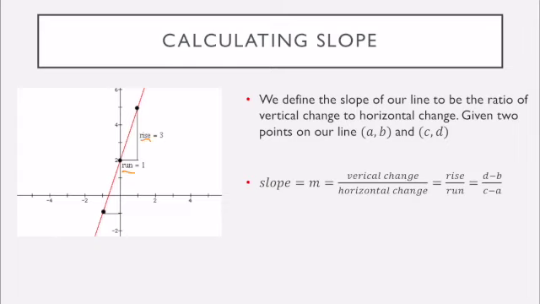So given 2 points on our line, we've got A and B and C and D. What we would do is we would take our vertical change, which is our 2 y's, and subtract them. So I'd take D minus B. And we'd take our 2 x's and subtract them. So I'd take C minus A. Okay, so this is our slope. So in this case, my rise is 3. So I would have a slope of 3 over 1, which we would simplify down to 3.